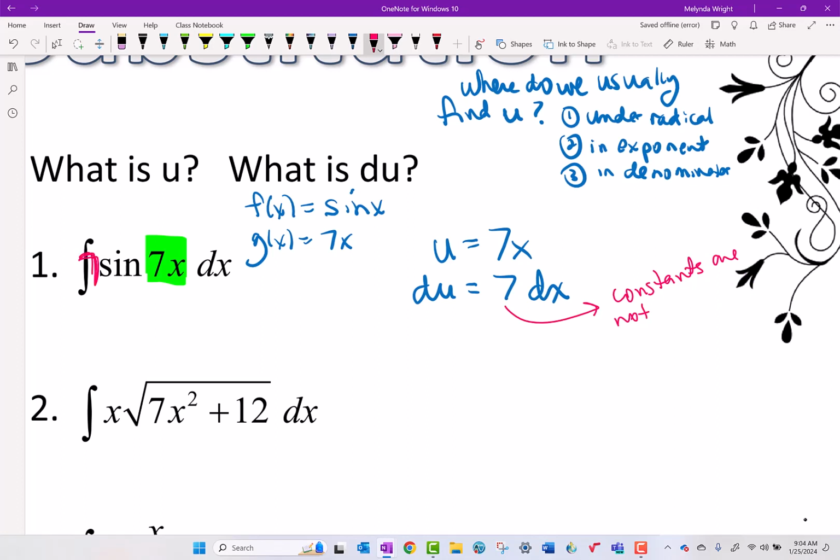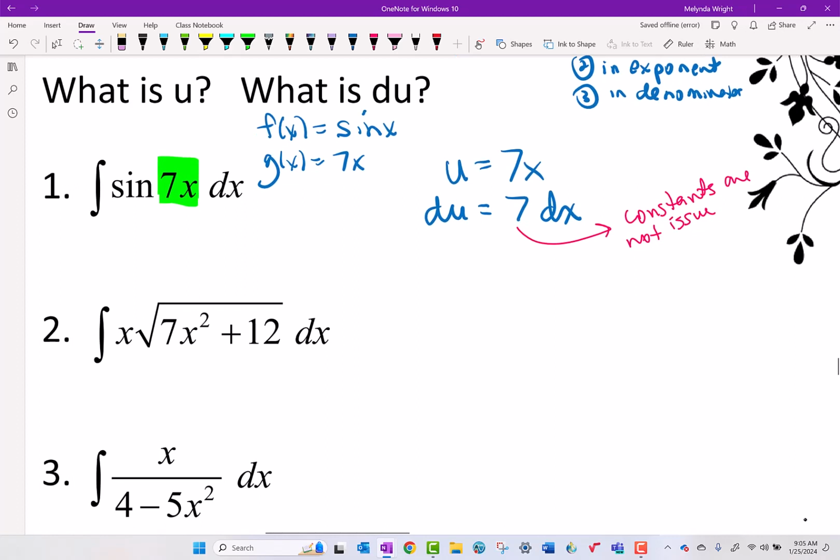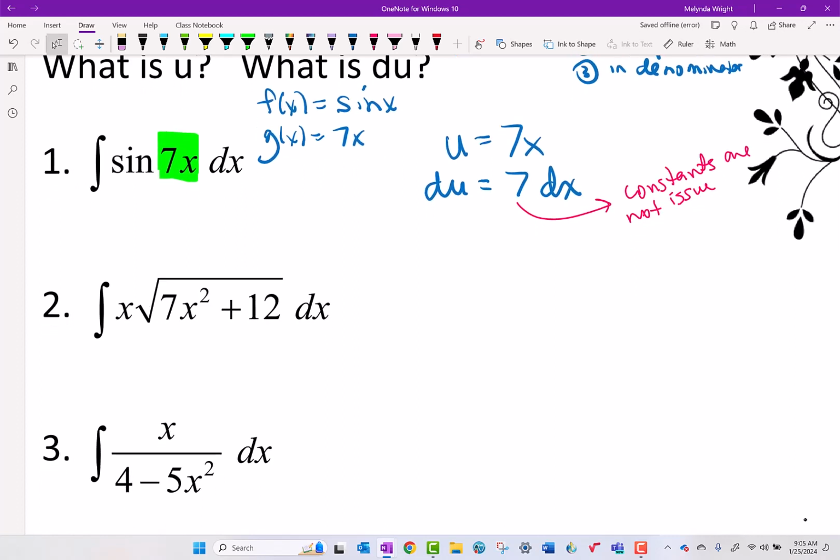We don't need a 7 in there. Okay, they're not an issue. We deal with constants in other ways. Variables are an issue. Variables are a big deal, but constants are not an issue. We don't have to have the 7 sitting here. We have another way to deal with numbers. Okay, so let's look at our next. With that in mind, let's look at this next one.